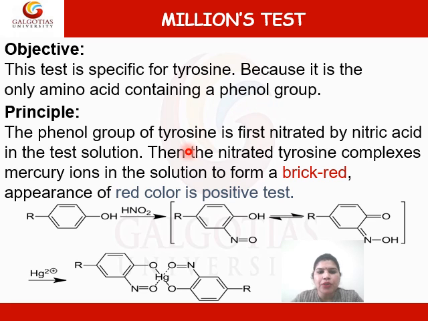Principle. The phenol group of tyrosine is first nitrated by nitric acid in the test solution. Then the nitrated tyrosine complexes mercury ions in the solution to form a brick red color. The appearance of red color is the positive test.